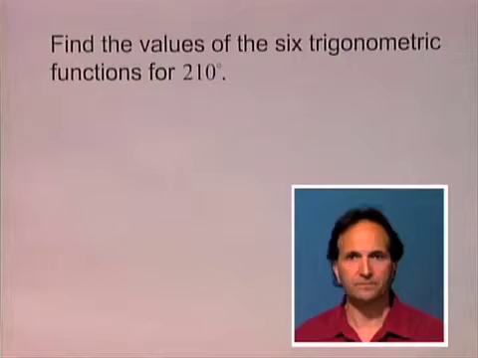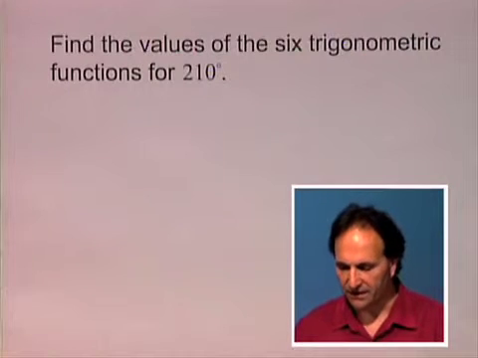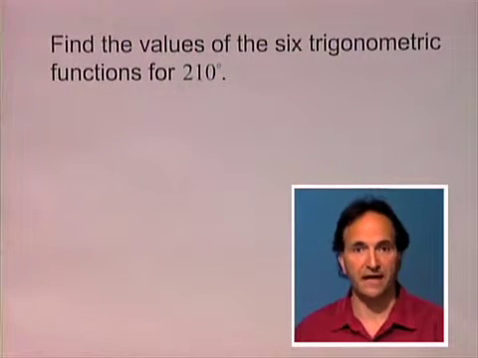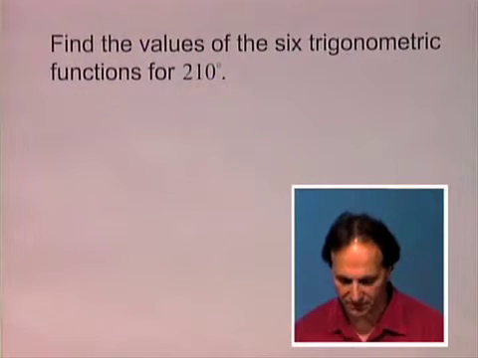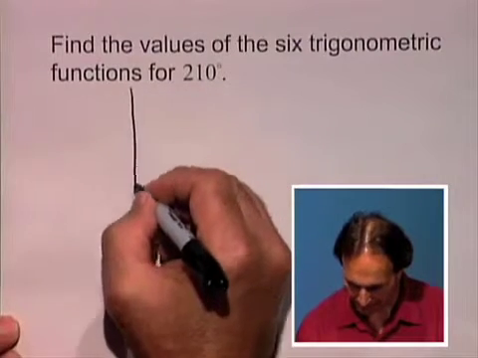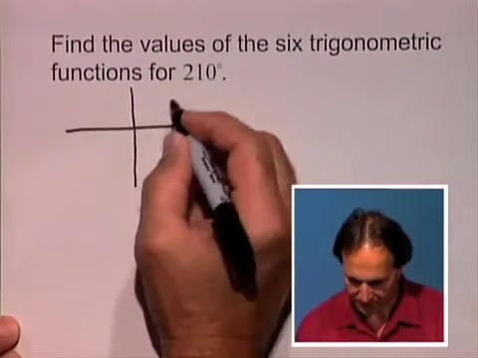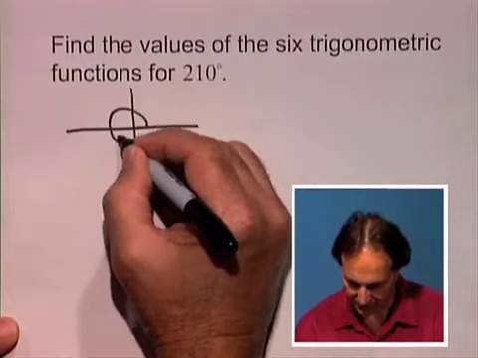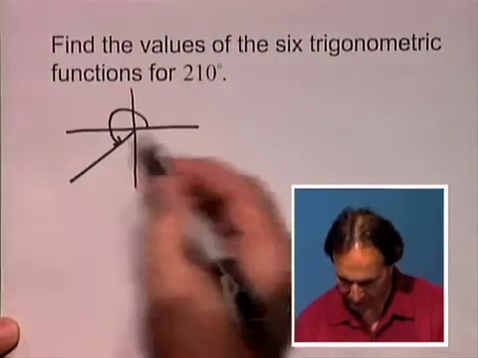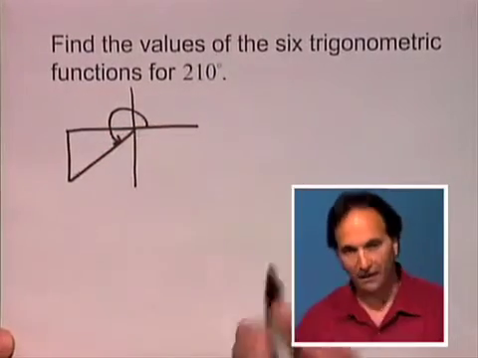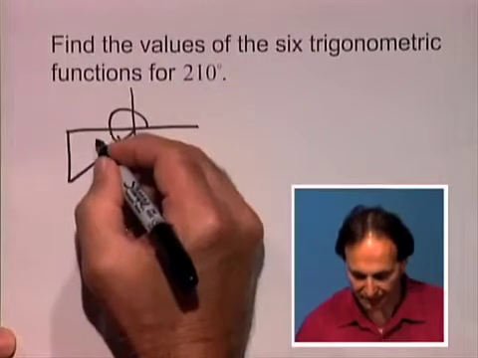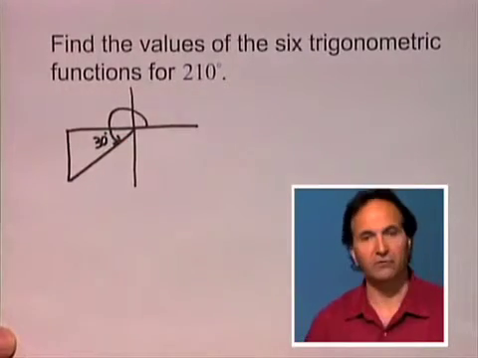In this example, we'll be finding the trig function values of a quadrant 3 angle. Find the values of the 6 trigonometric functions for 210 degrees. We'll begin by drawing 210 degrees in standard position. So 210 degrees would bring us around to here. And now we want to find the reference angle so that we can create a triangle here. The reference angle, 210 minus 180, is 30 degrees.